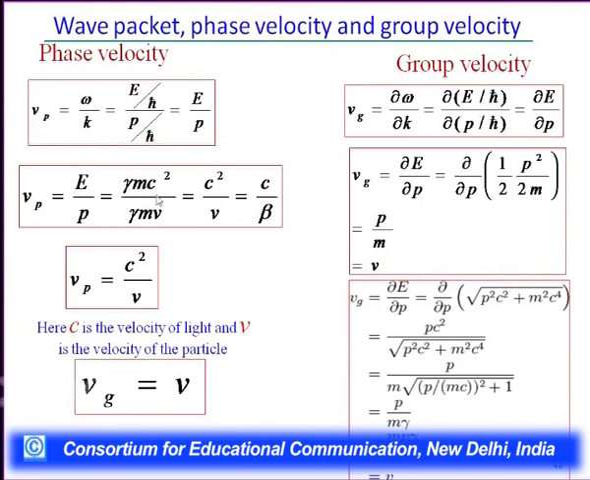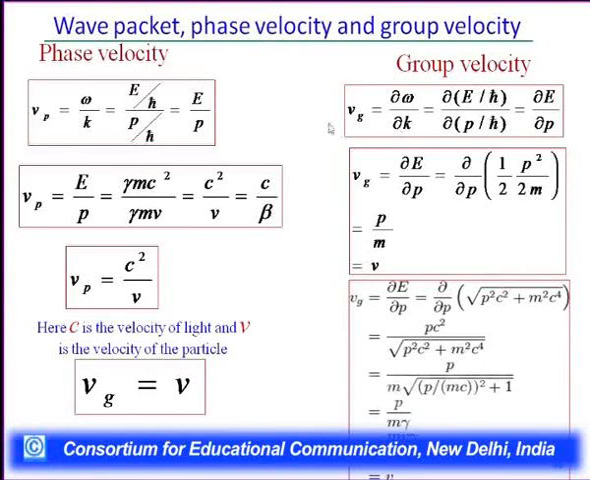Here we put the value of E, which can be written as mc square, and the momentum P is written as m v. So it is equal to c square by v, or we can write it as c by beta. The phase velocity is defined as c square by v, where c is the velocity of light and v is the velocity of the particle.